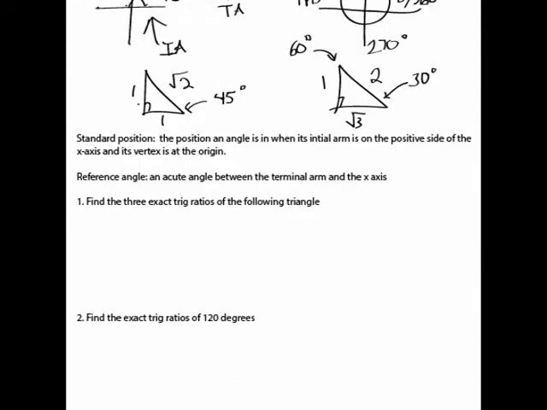It's an isosceles triangle, so two of the angles are the same, the 45 degrees. The last angle is 90 degrees. Special triangles can be used to find exact trig ratios, and in some cases, an unknown side length.